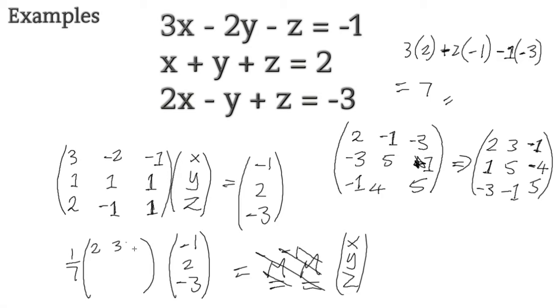So I'm actually going to have to write that down, which is a pain. 5, -4, -3, -1, 5. Okay, so leave the 1/7 outside. Just expand this whole thing and it will give us 1/7 lots of 2 times -1. So -2, then this is 6, so that gives us 4.